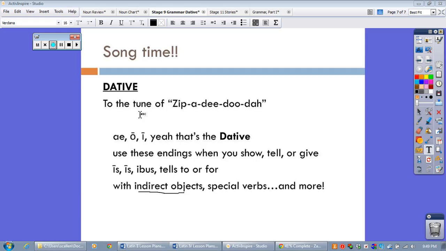Welcome to part 4, the last part of the noun review from Latin 1. Last time we learned all about the dative case, and what's part 4 about? It's a little bit more about the dative case.